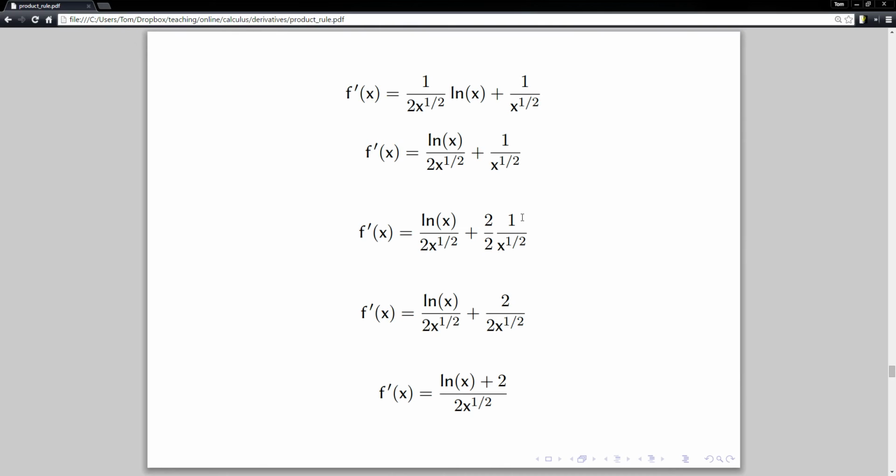So multiplying the 2 here and the 2 here, I get this. And now these two fractions have a common denominator. Okay? And so I can add the numerators and keep the same denominator. So if you simplified this down completely, you would get this form right here.